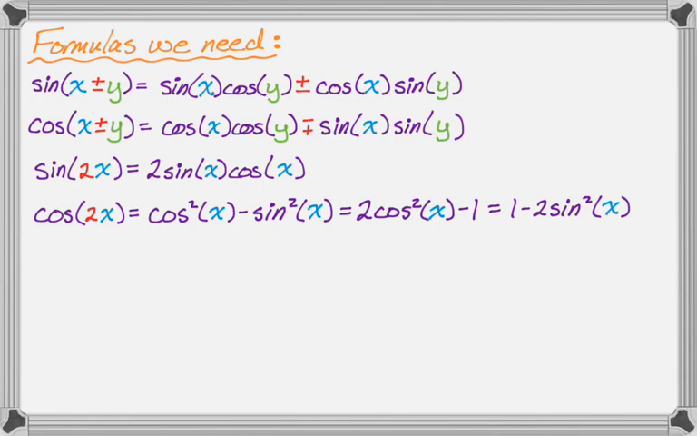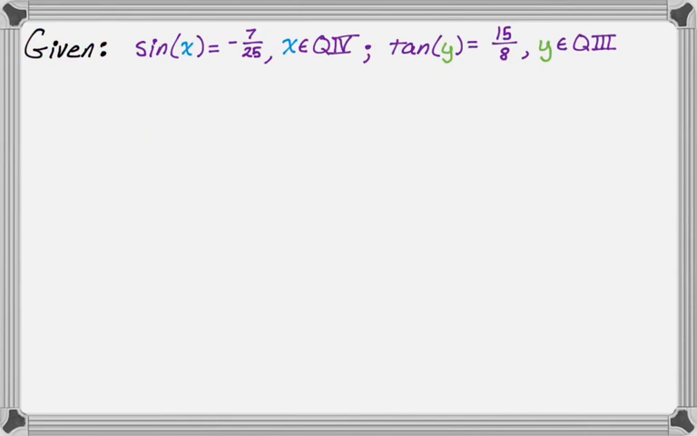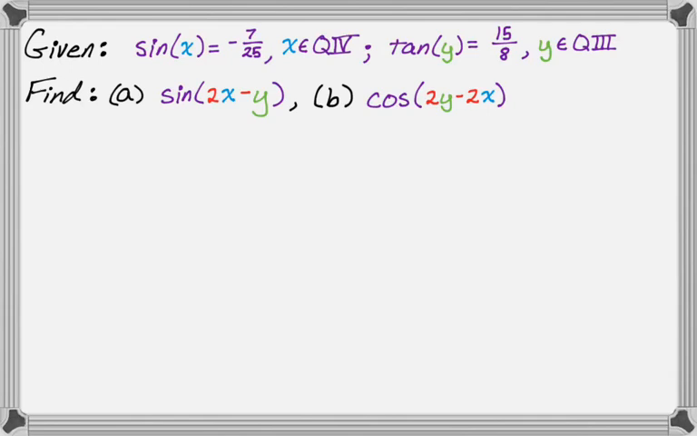All right, let's take a look at what we're trying to do. So we are given sine of x is negative 7 over 25, and x is in the fourth quadrant. We're given that tangent of y is 15 over 8, and y is in the third quadrant. And then what do we want to find? We want to find, first, the sine of 2x minus y, and then we want to find the cosine of 2y minus 2x.